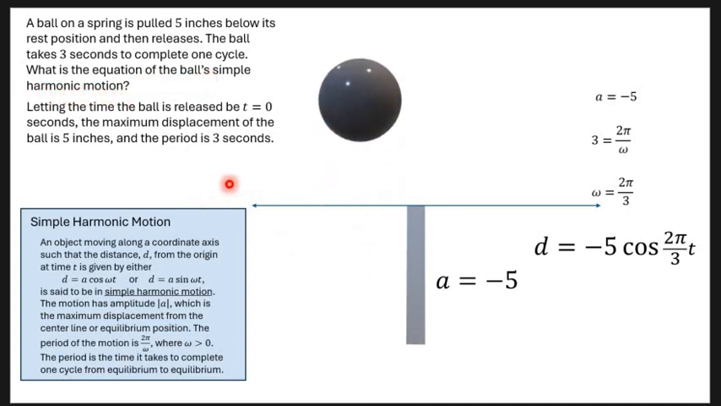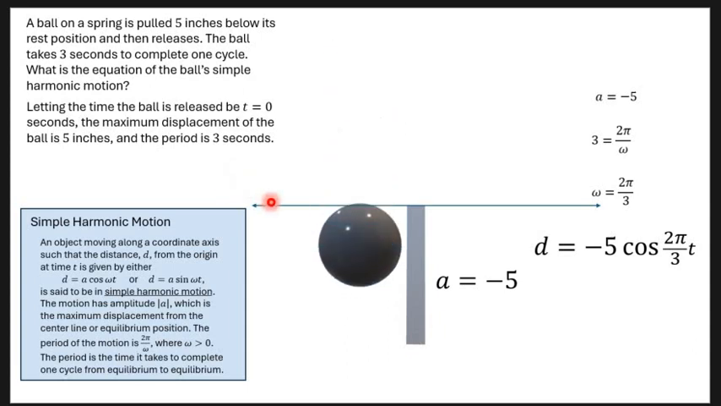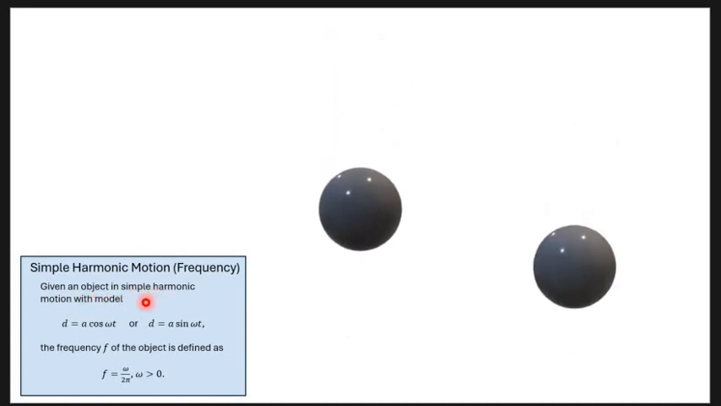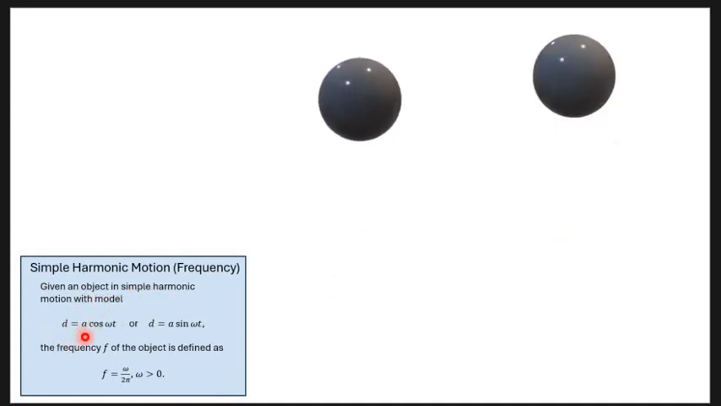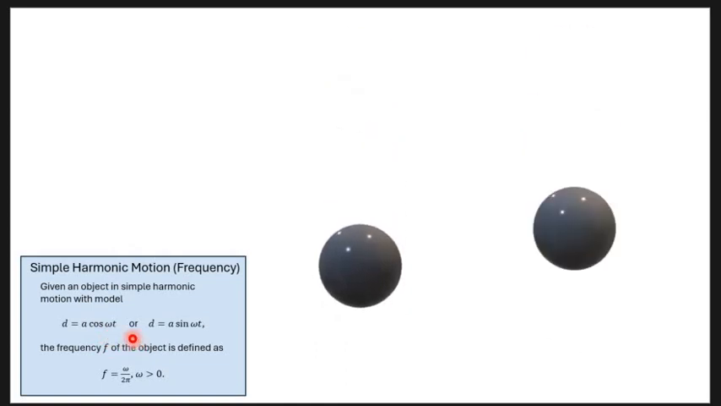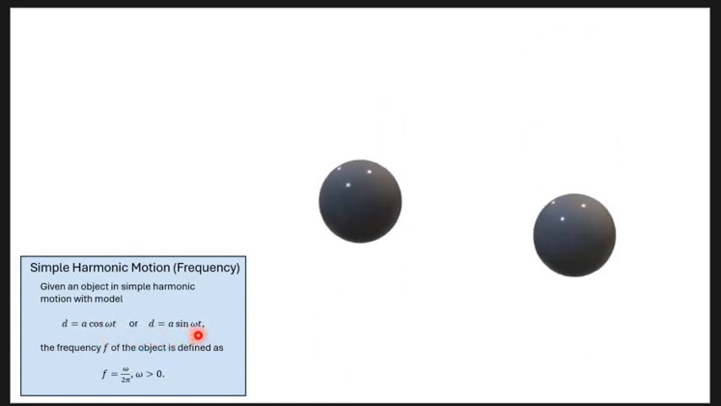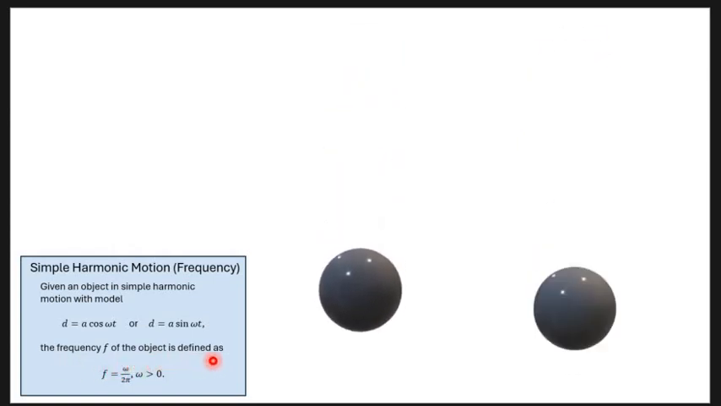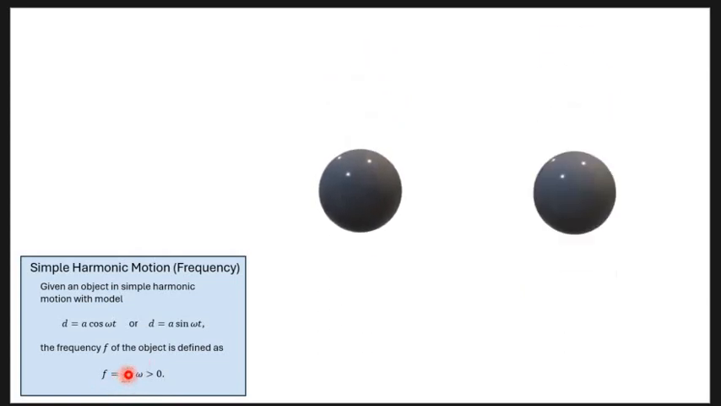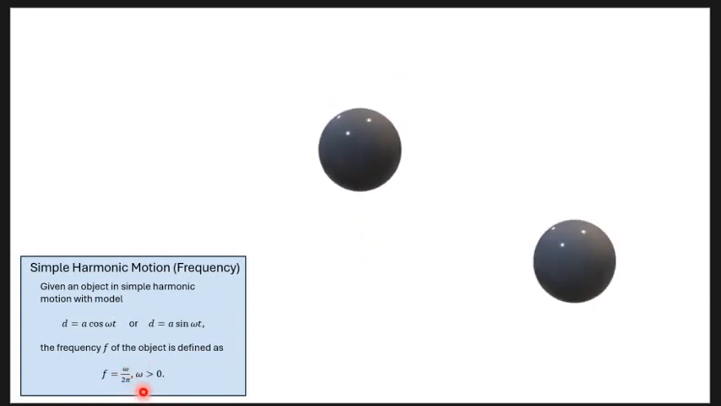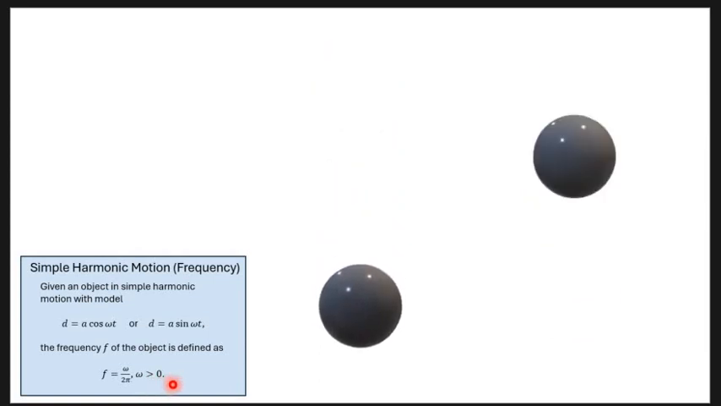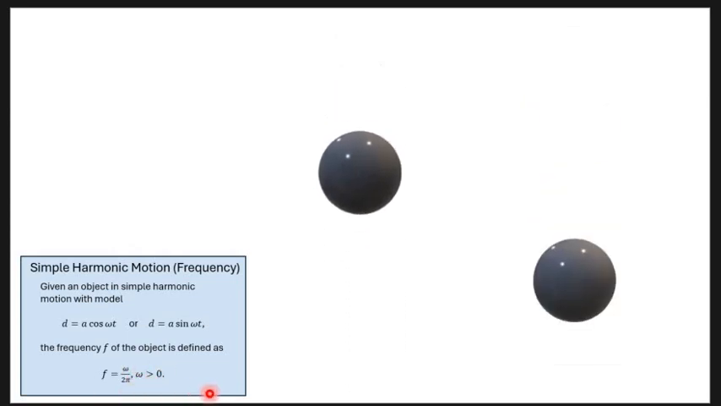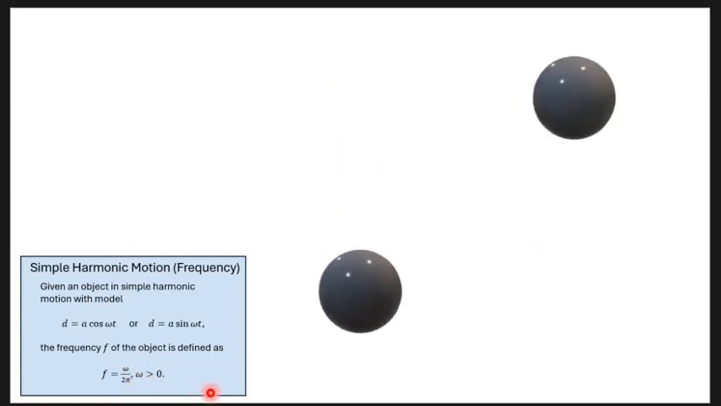Let's go ahead and define what the frequency is of the harmonic motion. Simple harmonic motion frequency: given an object in simple harmonic motion with a model d equals a times the cosine of omega t, or d equals a times the sine of omega t, the frequency f of the object is defined as f is equal to omega divided by 2 pi, where omega is positive. If you recall, we just defined the period to be 2 pi over omega, so the period and the frequency are reciprocals of each other.